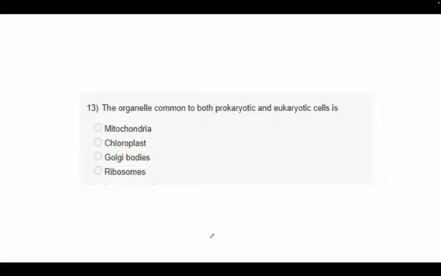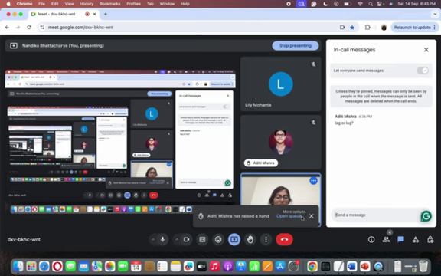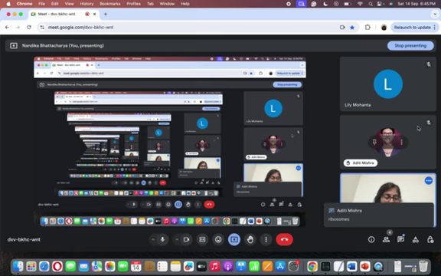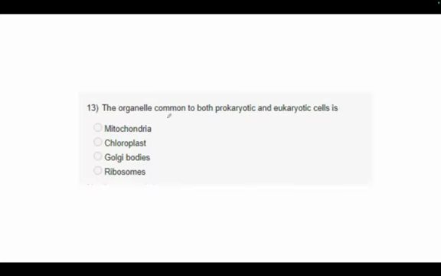We can discuss some questions related to this part. The question says: the organelle common to both prokaryotic and eukaryotic cells is dash. Mitochondria, chloroplasts, Golgi bodies, or ribosomes? Yeah, Aditi, go ahead. Feel free to either type it there or unmute yourself and answer the question. But Aditi is right. The organelle common to both prokaryotic and eukaryotic cells is ribosomes. All of the others are present only in eukaryotic cells.